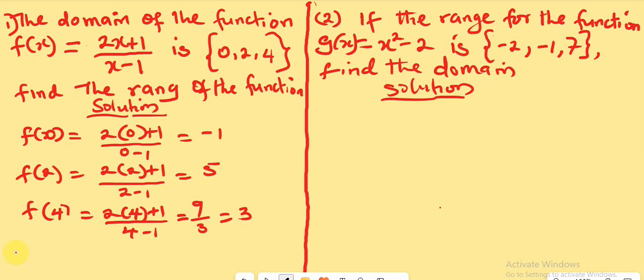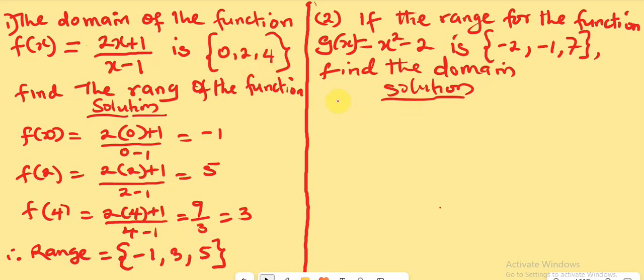So now, therefore, the range becomes the set minus 1, 3 and 5. This is the set, also known as the range. So in this case, minus 1, 3, 5 are the images of 0, 2, and 4. This is the domain, this is the range.